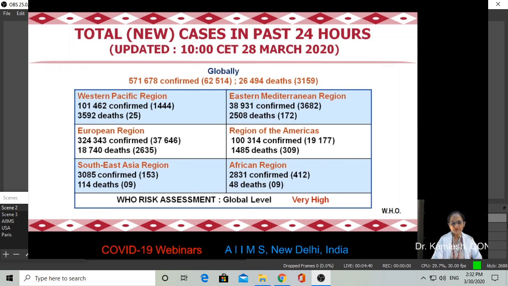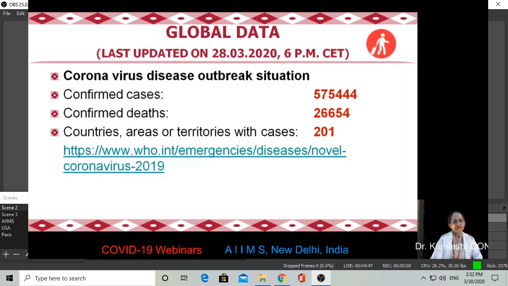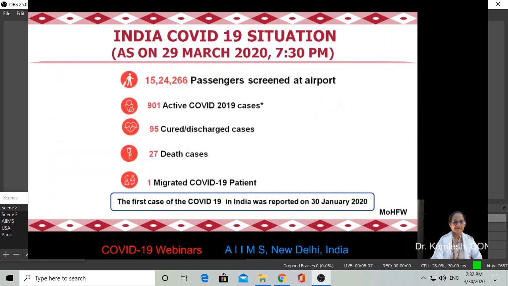Globally, as per the WHO risk assessment, it is a very high risk. The global data, if we take a look again, for the coronavirus disease outbreak situation: the confirmed cases are 5,75,444, and confirmed deaths are 26,654, and this is the report from 201 countries, regions or territories.